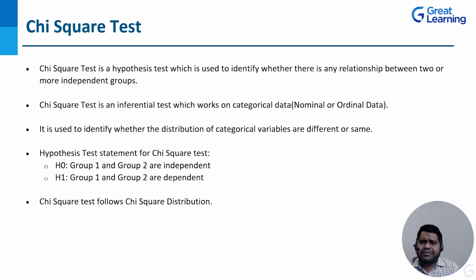It is used to identify whether the distributions of categorical variables are different or the same. The hypothesis test statement for the chi-square test is such that H0, which is the null hypothesis. So what does the null hypothesis say? The null hypothesis says that group 1 and group 2 are independent of each other. And what is the alternate hypothesis? The alternate hypothesis says that the two groups, H1 and H2, are dependent.